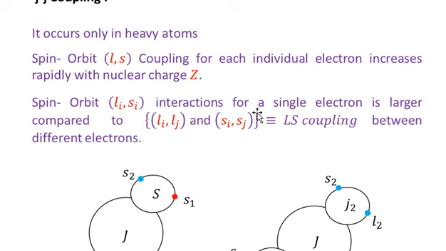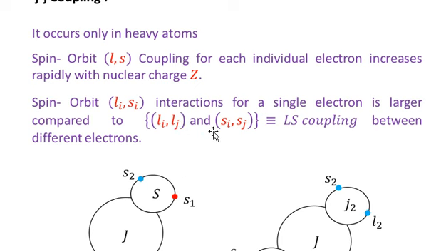The interaction for a single electron is larger compared to these. That is, Li and Lj of two different electrons, the ith and the jth electron, is much stronger. So Li will couple with Lj. Similarly, Si will couple with Sj. This will form the total value of capital L. This will form the total value of capital S. That is why this is called LS coupling.